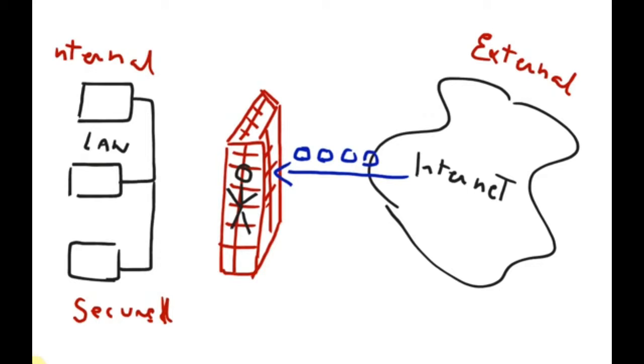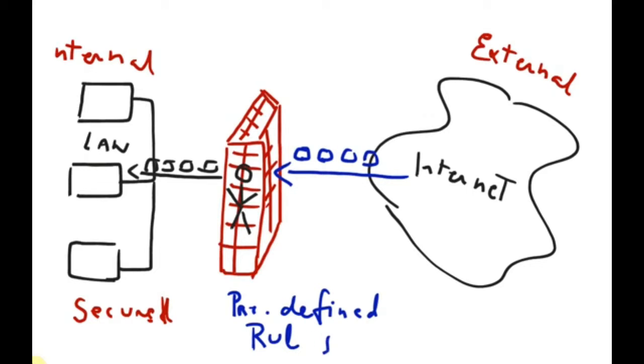And if the firewall decides that those packets are okay, then those packets are received on our LAN. And the firewall does so based on a predefined set of rules. So as network administrators, we can define the rules based on which the traffic can come into our system, or even when it is going out.